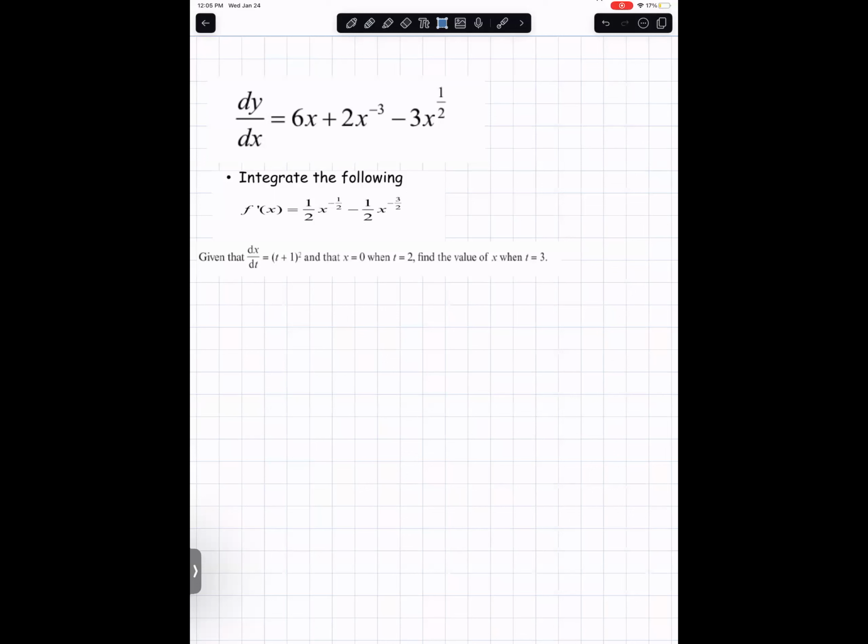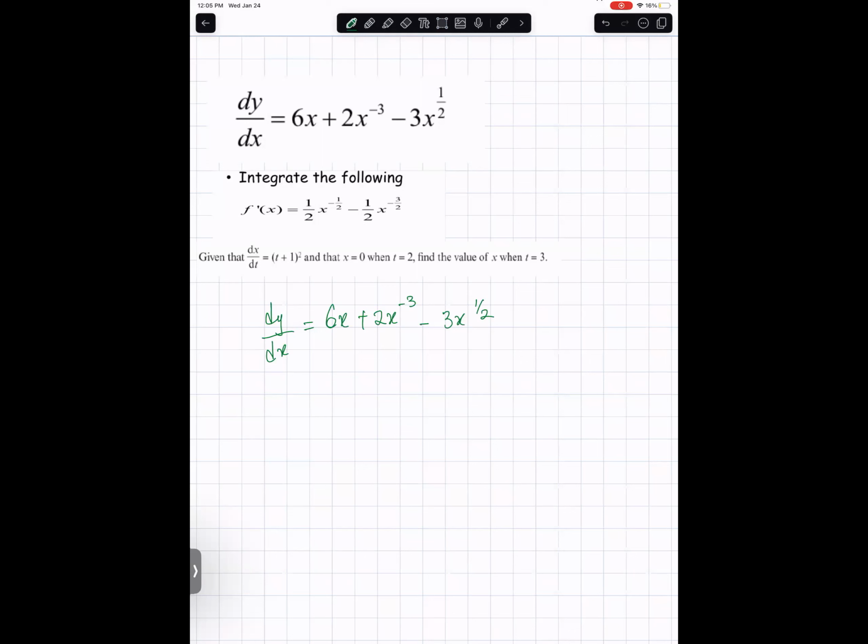So let's proceed with more examples of integration. We are integrating the following. dy/dx is equal to 6x plus 2x to the power of minus 3 minus 3x to the power of half. So differentiation, that, I'll bring that down. dy/dx equals 6x plus 2x to the power of minus 3 minus 3x to the power of half.